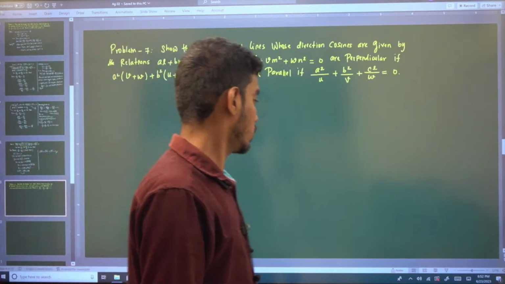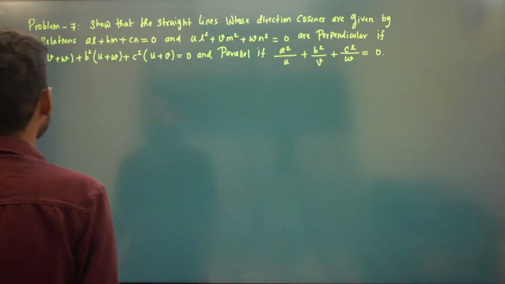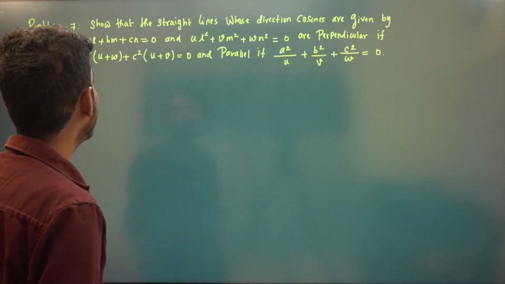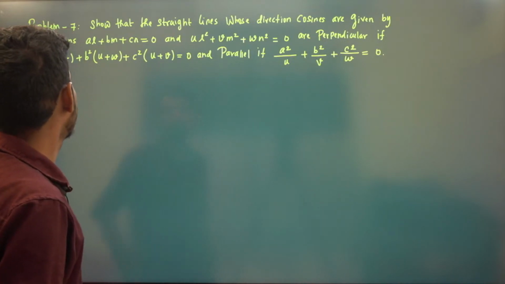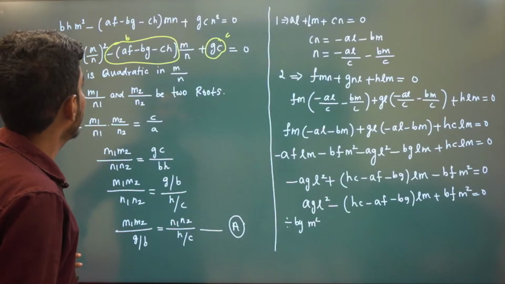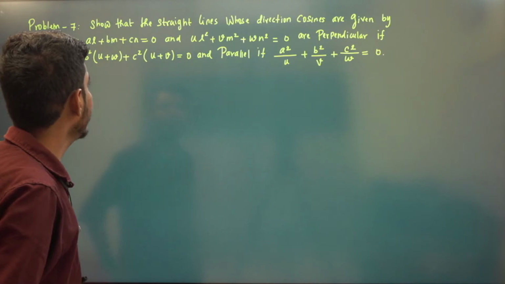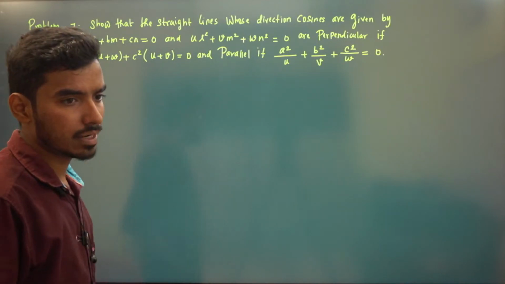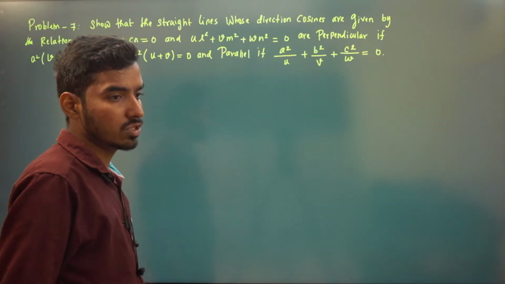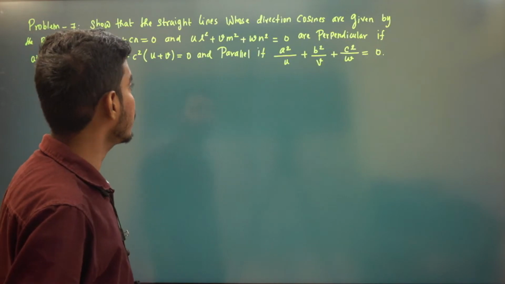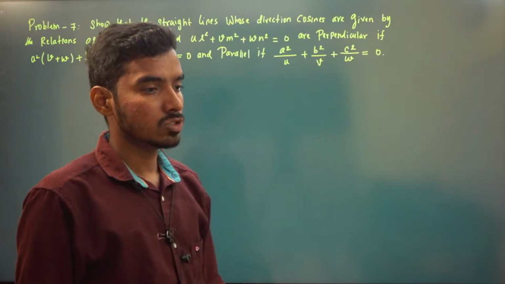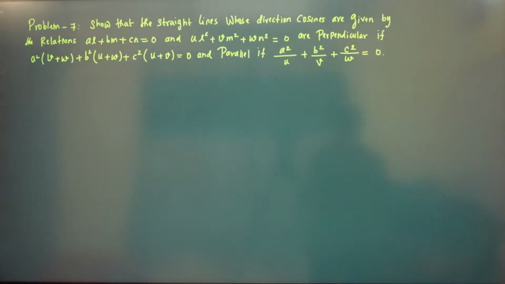Try to do this problem on your own, right? Very easy, similar problem. Show that the straight lines whose direction cosines are given by the relation AL plus BM plus CN is equal to 0, the first relation is the same, and UL square plus VM square plus WN square is equal to 0, are perpendicular if this happens and parallel if this happens, right? So very similar problems.